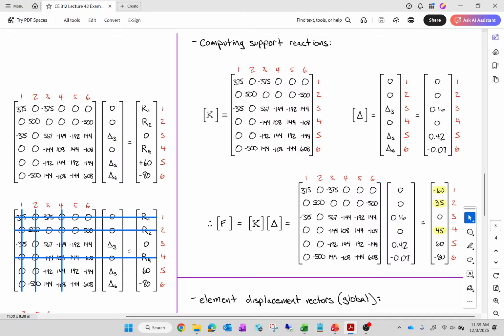What is this negative 60? The horizontal reaction here is 60 kips to the left. What is this 35? 35 kips up. This is 45 kips up. But think about it. I mean, look, this is 60 kips to the right. This has to be 60 kips to the left. 80 kips down, 35 and 45 up, 80 up. That's what's going on, okay?